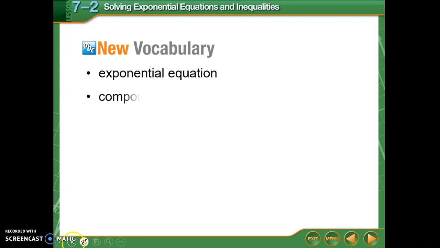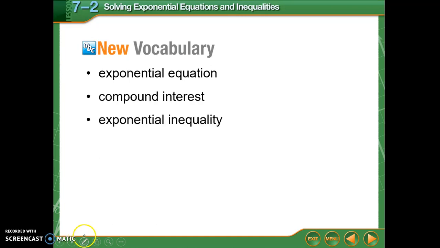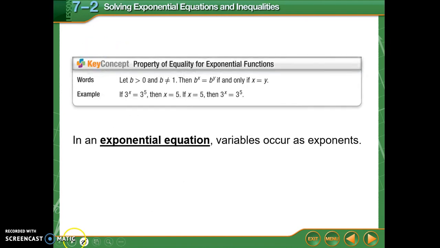So the vocabulary you should look for as we go through this section is exponential equation, compound interest, and exponential inequality. Okay, so here's the first important property that we are going to be dealing with in this section. It's the property of equality for exponential functions. So first of all, notice we have some conditions. b has to be positive, so greater than 0, and it can't be 1. So if b is positive and not 1, then b to the x is equal to b to the y. Notice the base is the same in both of these situations if and only if x is equal to y.